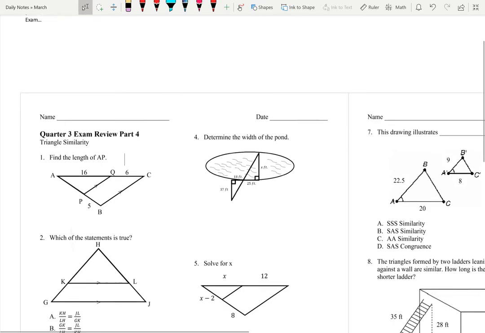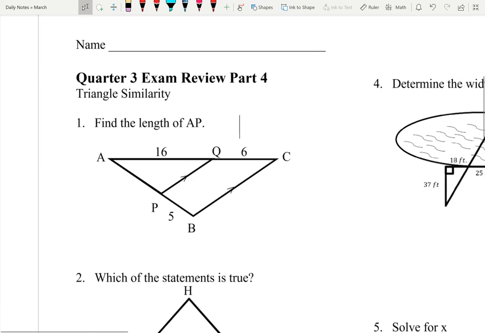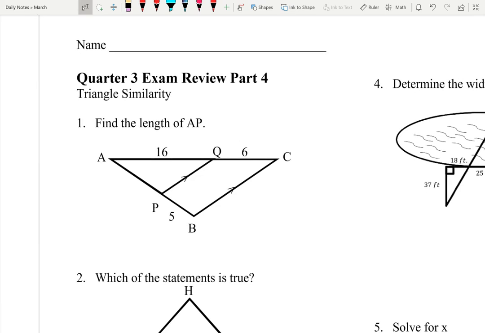So let's get started here with number 1. Find the length of AP. Now the first thing I'd like to do is identify with X where AP is. So AP is this length here. So we're finding that length, which I'm just going to label the X there.